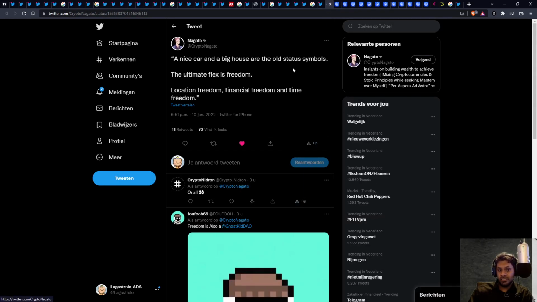Okay, a nice car and a big house are the old status symbols. The ultimate flex is freedom: location freedom, financial freedom, and time freedom. So that is something that I want to point out.